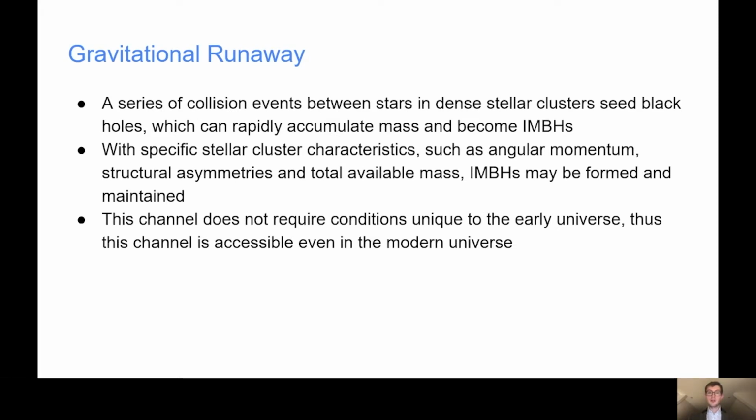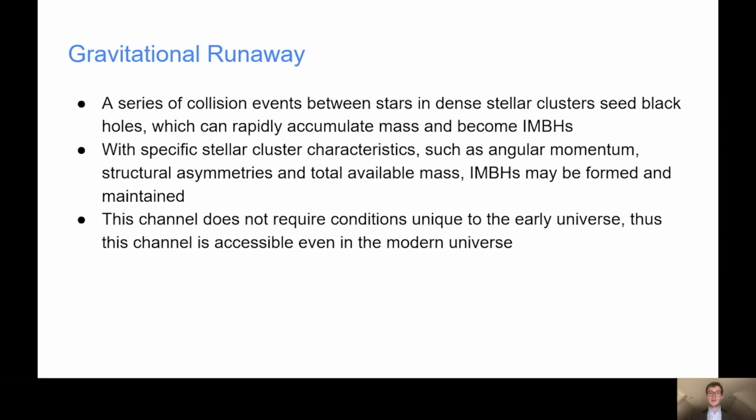However, there is some hope in the final seeding channel, which is gravitational runaway. Now, this is the process of a dense stellar cluster undergoing a number of collision events which allow an object to accrete mass rapidly and ultimately collapse into a black hole. Within a few million years, it is possible for a black hole to accumulate enough mass to become an IMBH, and furthermore, with a little luck, the conditions might be such as to prevent the IMBH accumulating too much mass and becoming an SMBH. There is nothing about this channel which prevents it from occurring today.